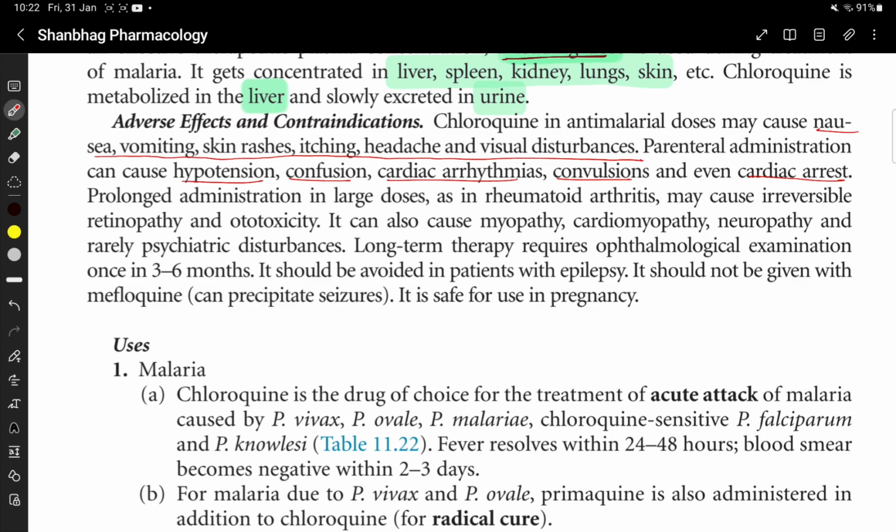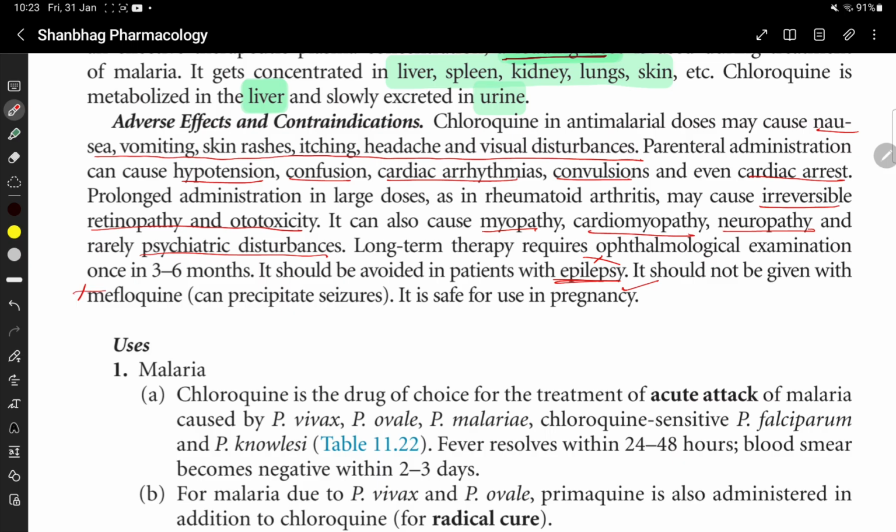Prolonged administration in large doses, as in rheumatoid arthritis, may cause irreversible retinopathy and ototoxicity. It can also cause myopathy, cardiomyopathy, neuropathy, and rarely psychiatric disturbances. Long-term therapy requires ophthalmological examination once in 3 to 6 months. It should be avoided in people with epilepsy. It should not be given with mefloquine as it can precipitate seizures. It is safe for use during pregnancy.